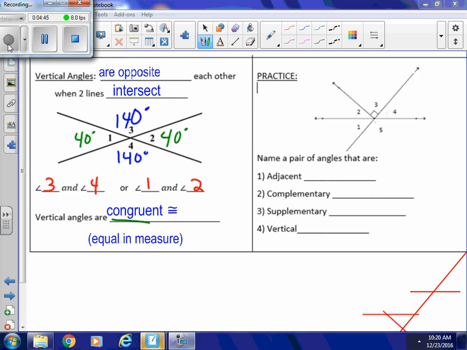All right, I want you to pause the video and do these practice problems. Use your notes to help you. Then you can restart the video and compare your answers with mine.